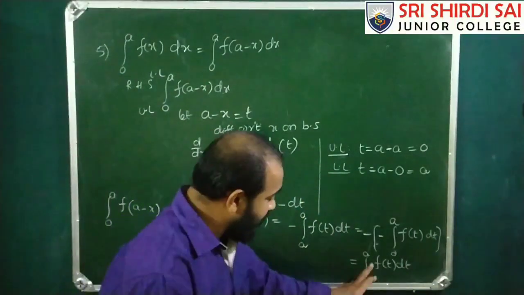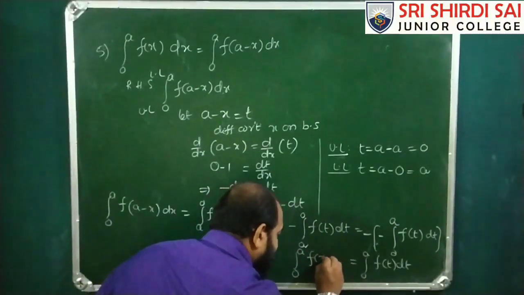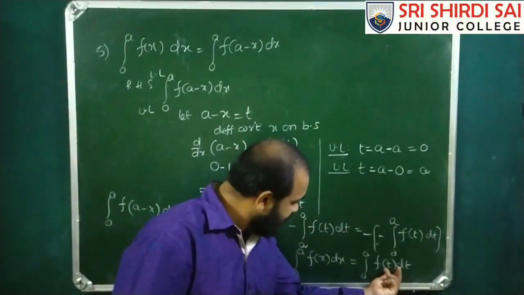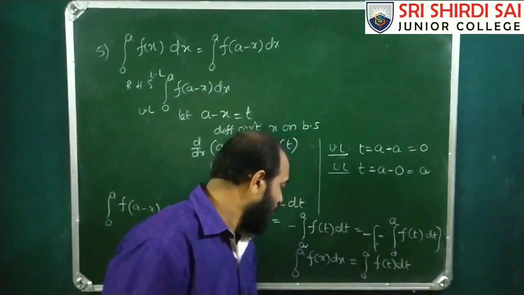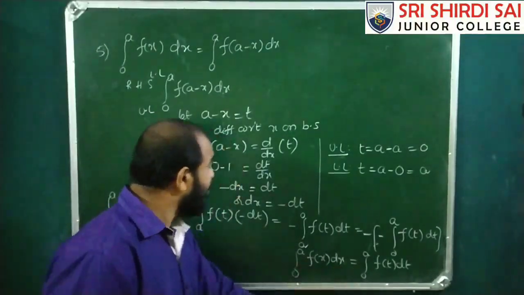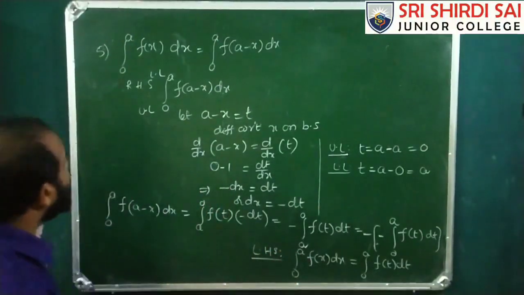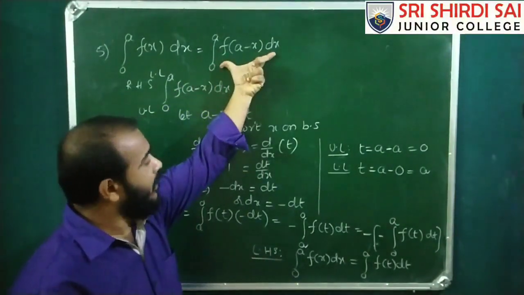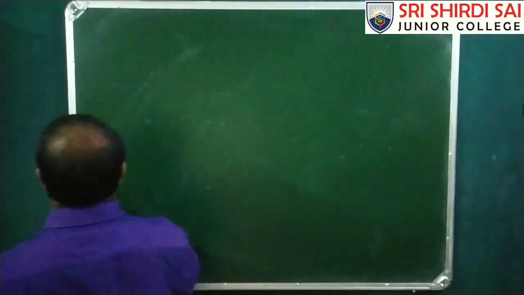So this integral 0 to a f of t dt can be replaced by integral 0 to a f of x dx, since t is a dummy variable, so we can change this with any other variable of integration. Here I have taken x. So integral 0 to a f of x dx. What is this? This is the LHS. Therefore, integral 0 to a f of x dx is equal to integral 0 to a f of a minus x dx. Let us discuss the next property.